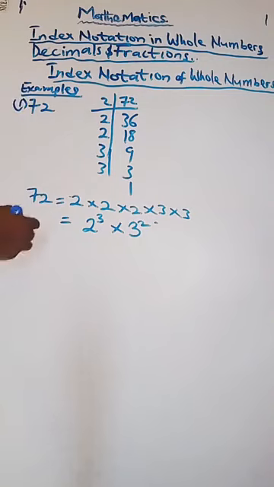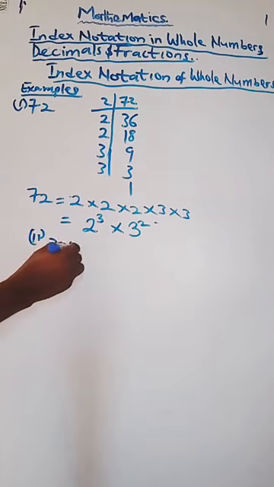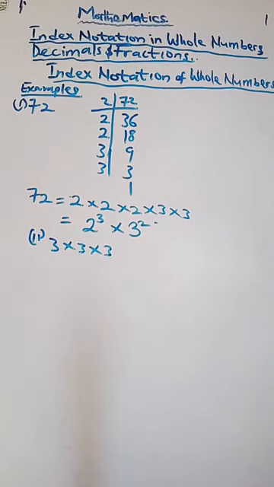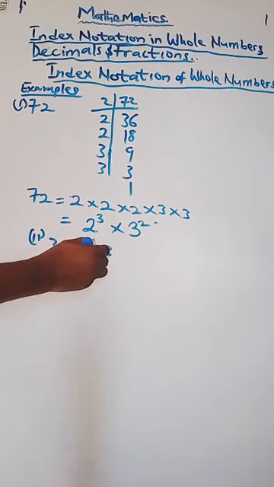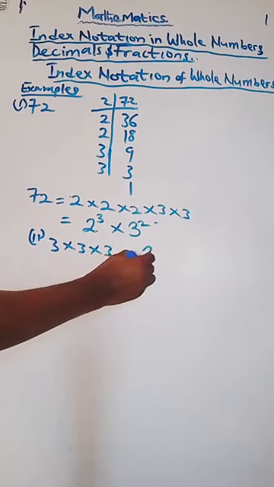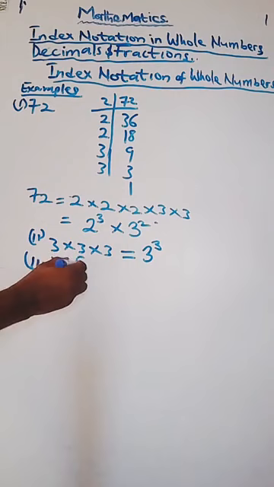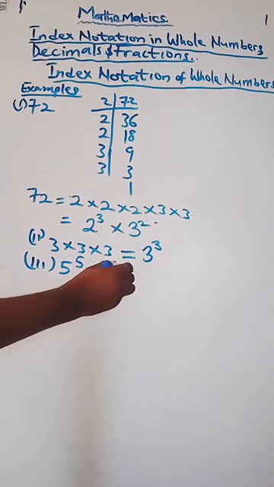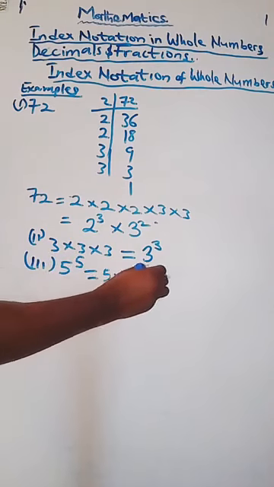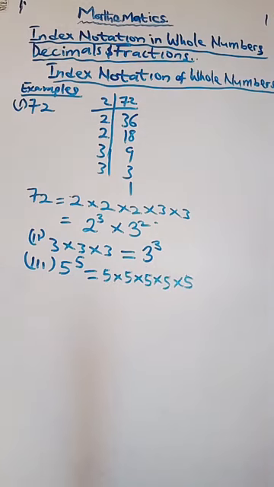So let's look at another one. Let's say we have 3 times 3 times 3. So this is 3 in multiplication form, right? Then we can express it in index notation by saying this is 3 raised to power of 3. Let's look at another one. Let's say we have 5 raised to power 5. We can express it as 5 times 5 times 5 times 5 times 5. So that's how to express index notation in whole numbers.